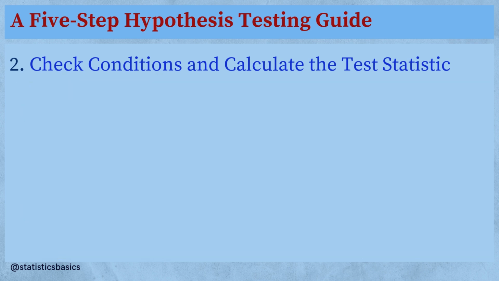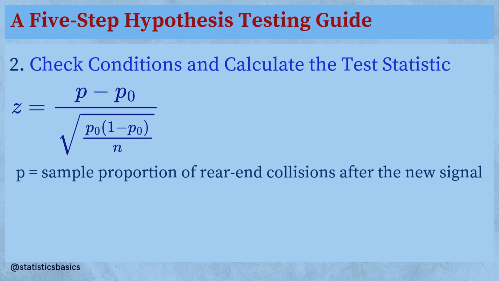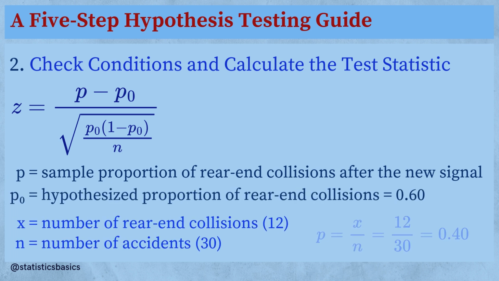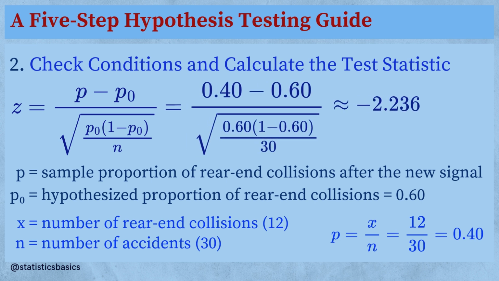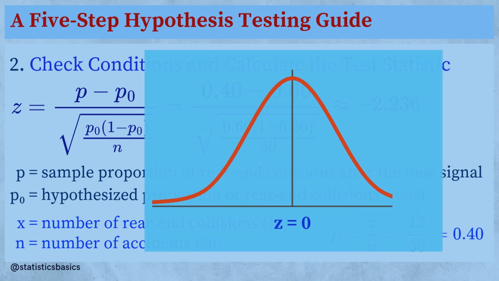To calculate the z-statistic, which measures the standardized distance between the sample and hypothesized proportions, we use this formula. Here, p is the sample proportion of rear-end collisions after the implementation of the new signal system, p0 is the hypothesized proportion, and n is the total number of accidents. Inserting these values in the formula, we get a z-statistic of -2.236. This z-statistic indicates that the observed sample proportion is 2.236 standard deviations below the hypothesized proportion of 60%.